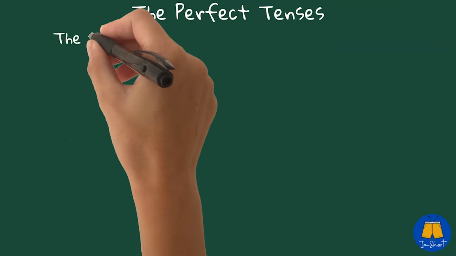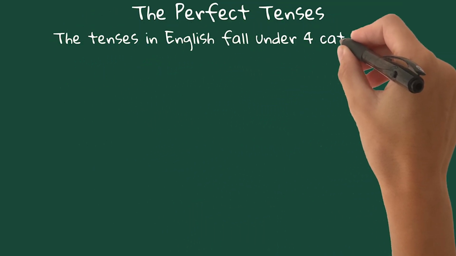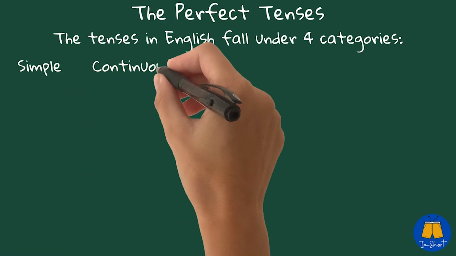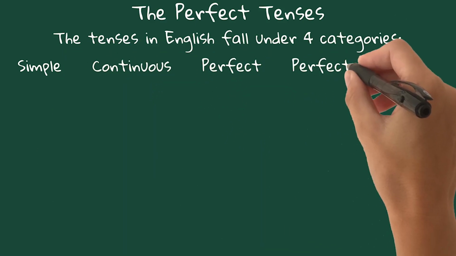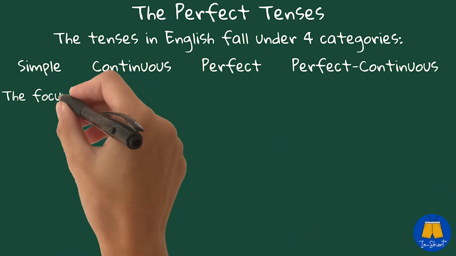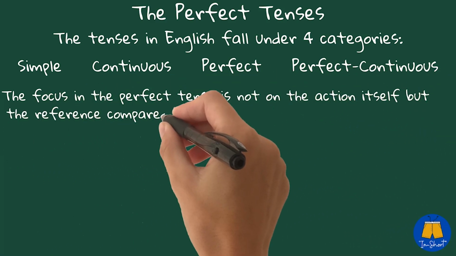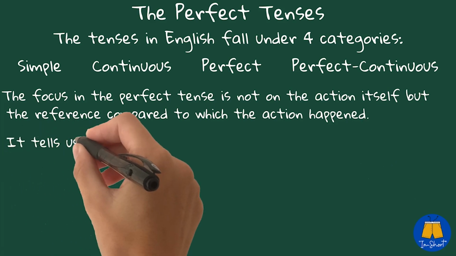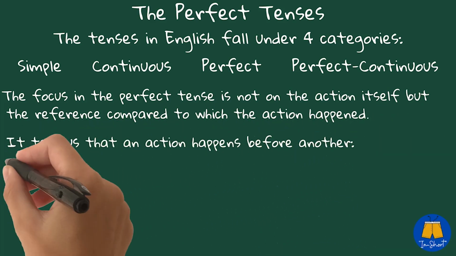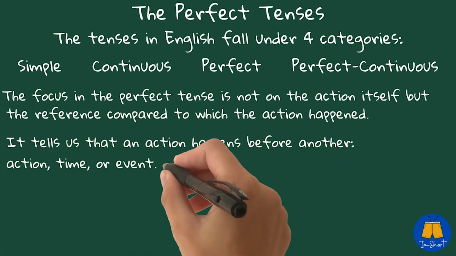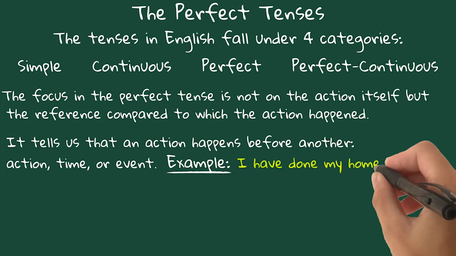The tenses in English fall under four categories: simple, continuous, perfect, and perfect continuous. The focus in the perfect tense is not on the action itself, but the reference compared to which the action happened. It tells us that an action happens before another action, time, or event. For example, I have done my homework.